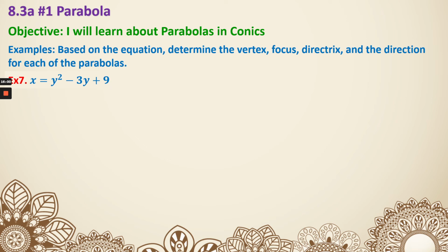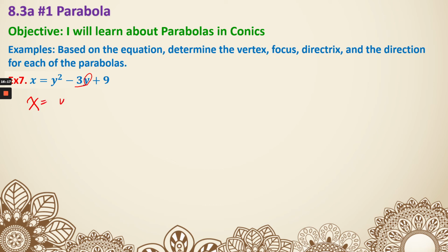Lastly, example 7. There's a typo in the notes. It shouldn't be 3x, it should actually be 3y, because this is going to require what we have learned, what we have reviewed in the prior knowledge. So first, we are going to need to rewrite it into the form that we want, which basically means we need to complete the square.